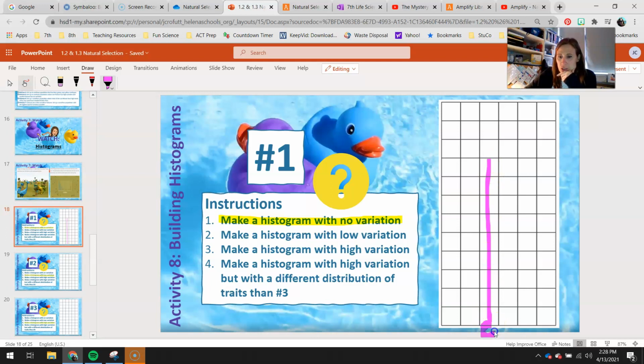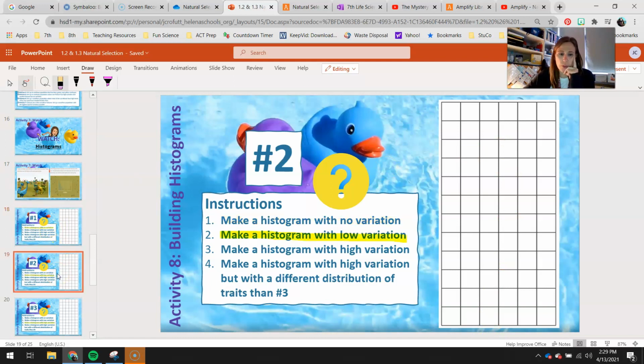Whatever this trait is that we're looking at, whatever this variation is, all of the individuals in that population have that trait. If we had variation, we'd have maybe something in this column, something in this column, something in this column, and so on and so forth. So you can draw your own histogram there, telling me what you think it would look like with no variation, even though I've just done an example for you.